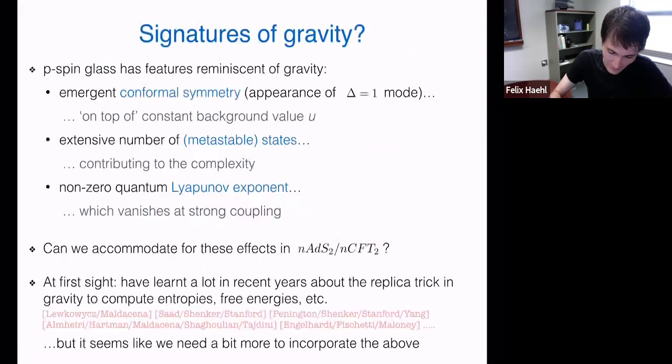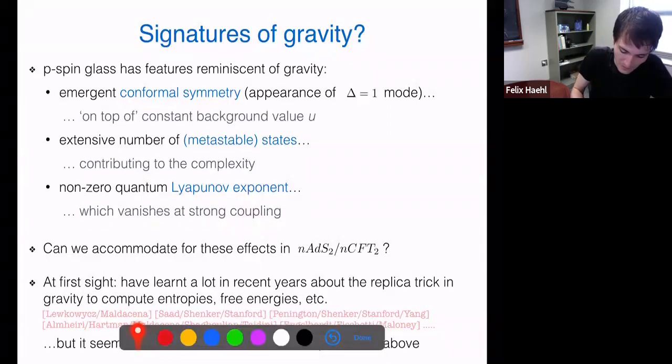So this is just some suggestion about the gravitational interpretation. We saw this interesting feature that there's conformal symmetry and lots of metastable states, and there's a non-zero Lyapunov exponent, but all these features were a bit different from what we saw in the AdS2/CFT1 holographic paradigm. We had a constant background value on top of the conformal solution, and we had to talk about this complexity in order to count these states. And the Lyapunov exponent vanishes at strong coupling, at least in a particular strong coupling region.